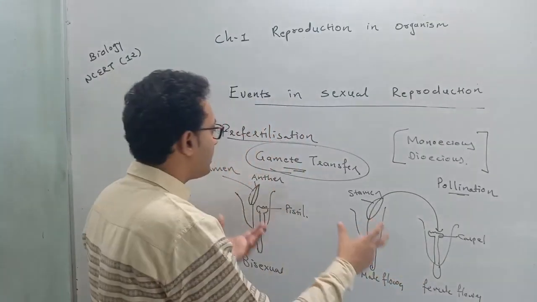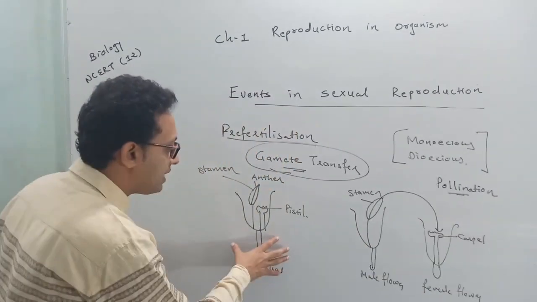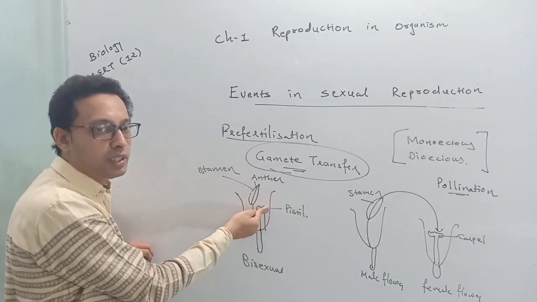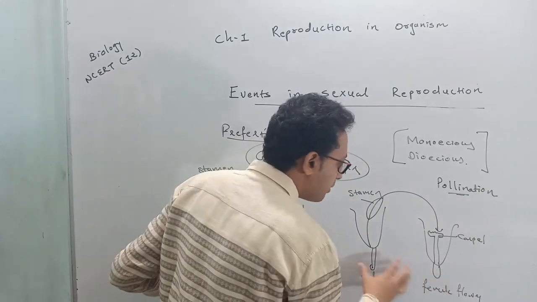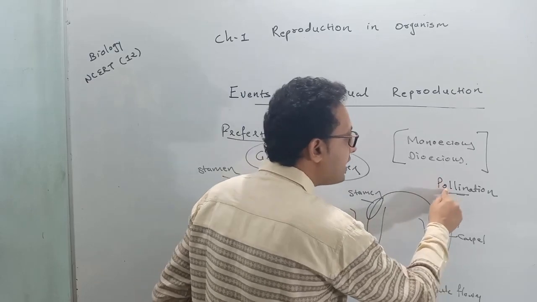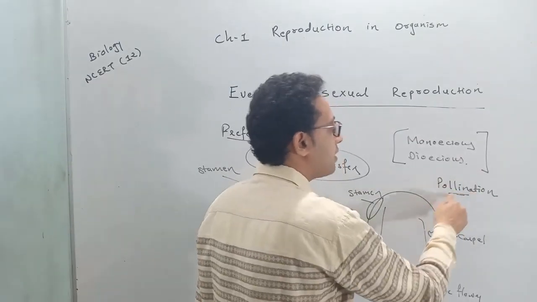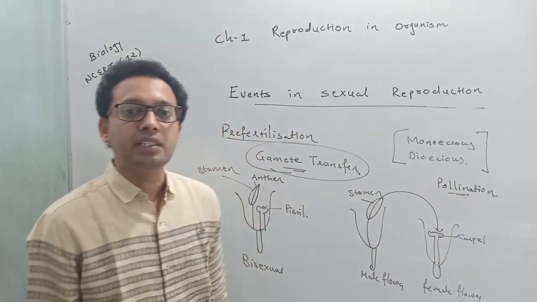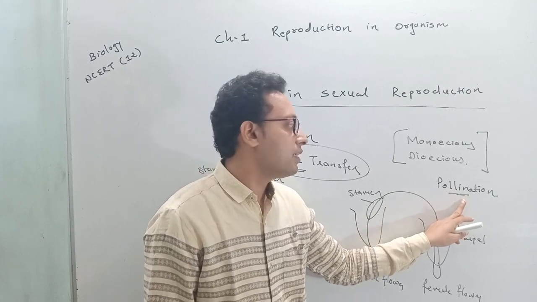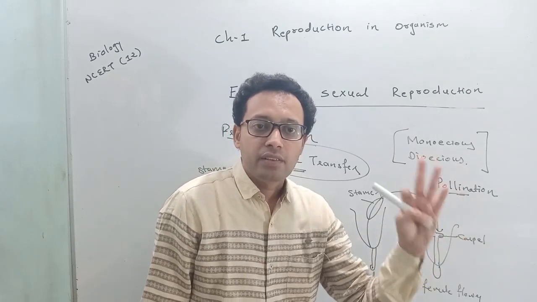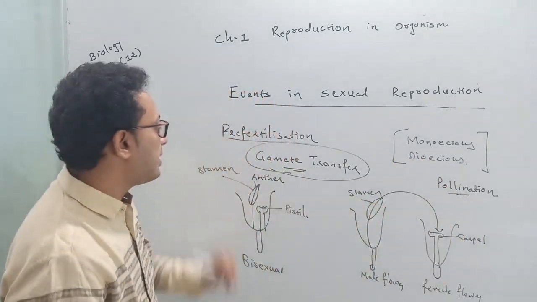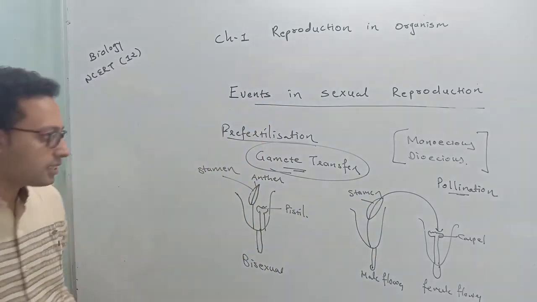So in a plant, the transfer of gametes occurs in different ways. If it is a bisexual flower, that means the stamens and pistil are present in the same flower, it is easy to transfer a pollen grain. But if it is a unisexual flower, where male and female flowers are different, then in both monoecious and dioecious plants, a special mechanism is needed to transfer a gamete, and this mechanism is called pollination. There are certain agents which help in the transfer of gametes, like water, air, wind, insects, animals. So that is the gamete transfer in the case of flowering plants.